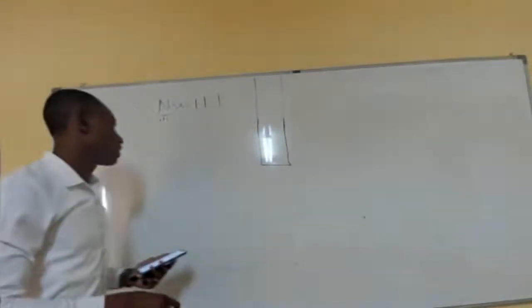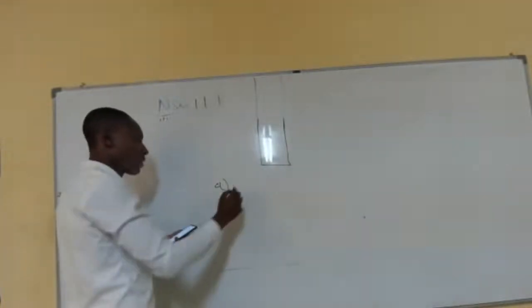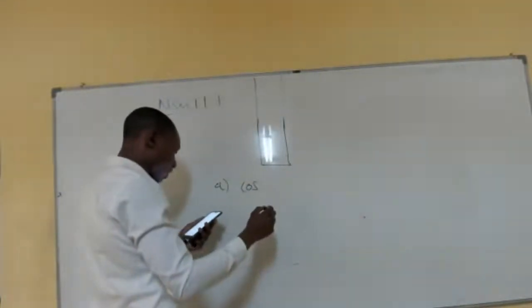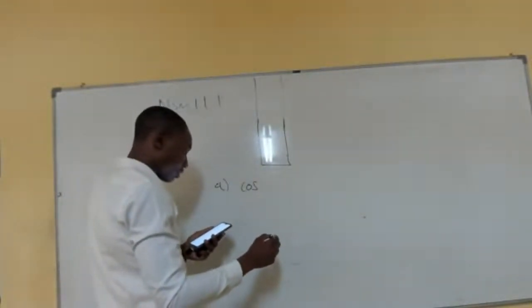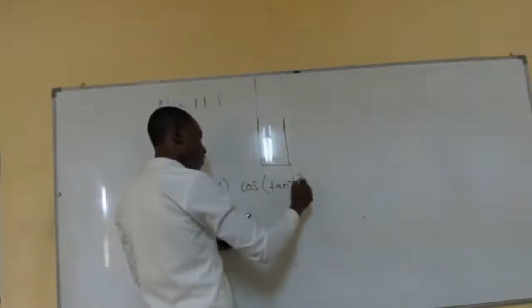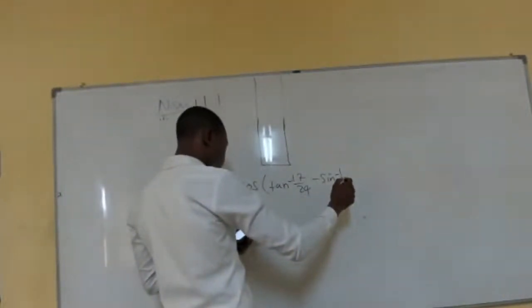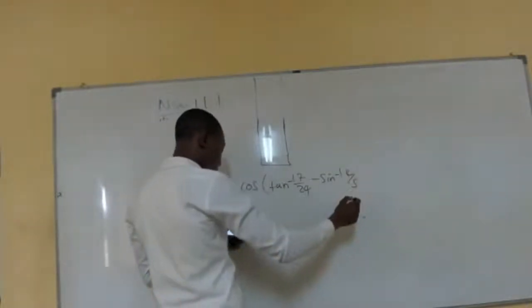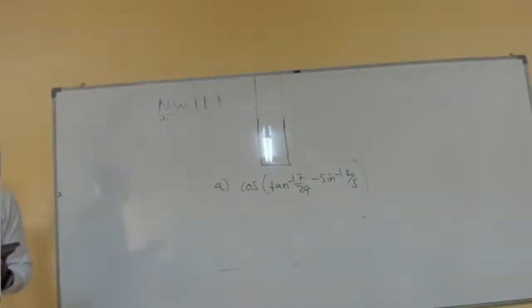Okay, so question 9a says: find the exact values without using a calculator or a table. So cos of tan inverse of 7/24 minus sine inverse of 4/5. So you've been given that question there. How do you go about it?